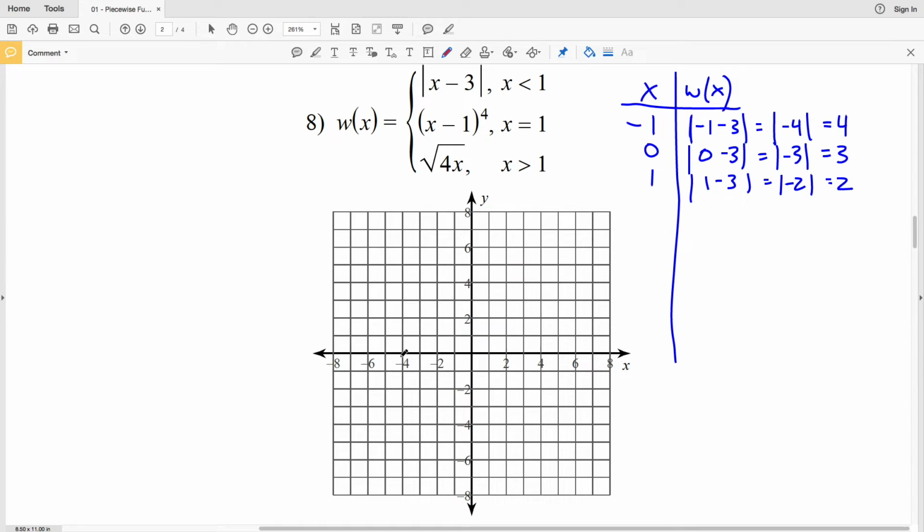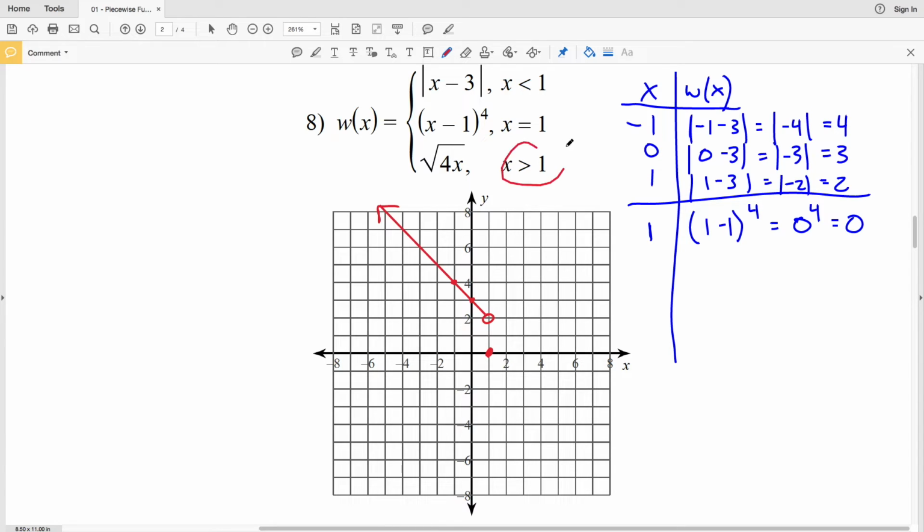So at -1, we're at +4. At 0, we're at +3. At 1, we're at 2, but that's going to be an open circle at that point. I'll draw a line to connect the rest of my points. Now, at x equals 1, we're given that the value of the function is x minus 1 to the 4th. So at x equals 1, we're going to be at 1 minus 1 to the 4th, which 1 minus 1 is 0, and 0 to the 4th is equal to 0.